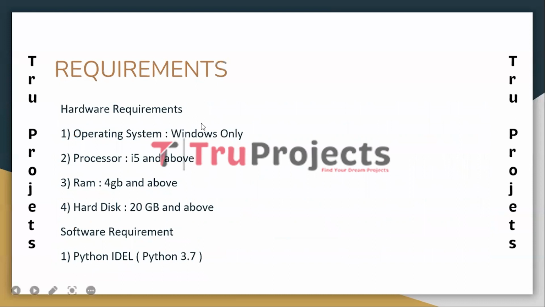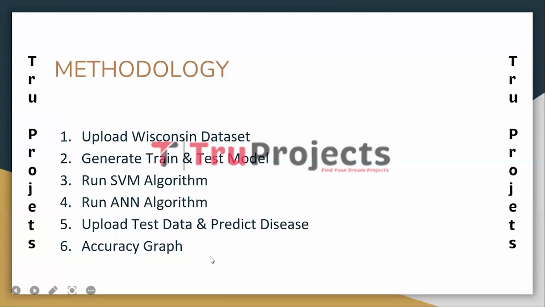The requirements we needed to build this project are Windows as an operating system, a processor of i5 and above, RAM of 4 GB and above, and hard disk of 20 GB and above. Software requirements are Python IDLE with version 3.7. These are the modules we implemented for this project.